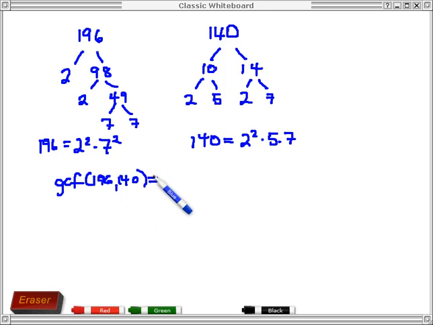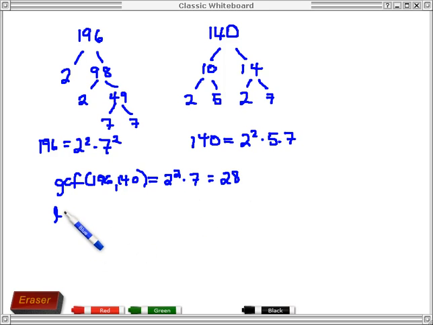So the GCF has to have everything that is in both 196 and in 140. So I have 2 2's in both of those, so I'm going to have 2 2's in the GCF. I have a 5 in 140, but I don't have any 5's in 196, so I will not have a 5 in the GCF. I have a 7 in 140, and I have 2 7's in 196. Well, only 1 7 is in both 140 and 196, so only 1 7 will be in the GCF. So when I look at the GCF, I have 2 times 2, which is 4, then times 7. 4 times 7 is 28.